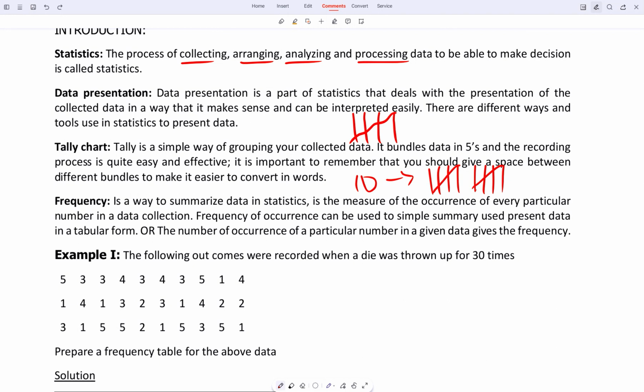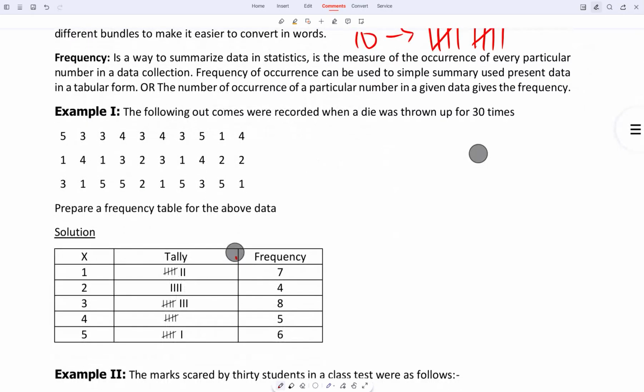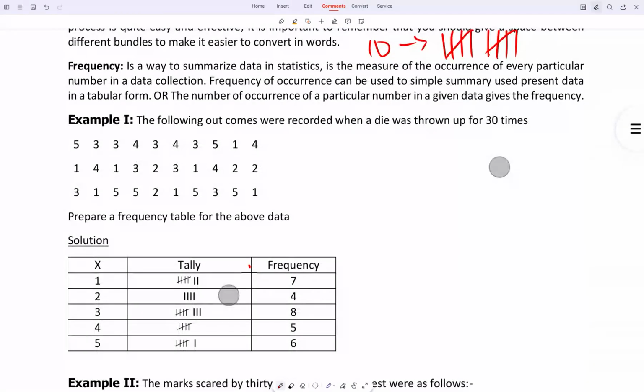So you are going to see example 2 here. Now let's look at this example. This example says, in a class, the following outcomes were recorded when a die was thrown for 30 times. So now we have a die being thrown how many times? 30 times. Now we have something we want to achieve here. They say we should present this data in a frequency table.